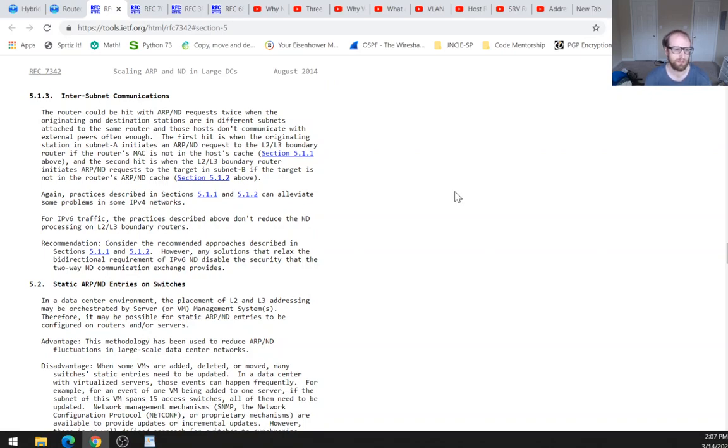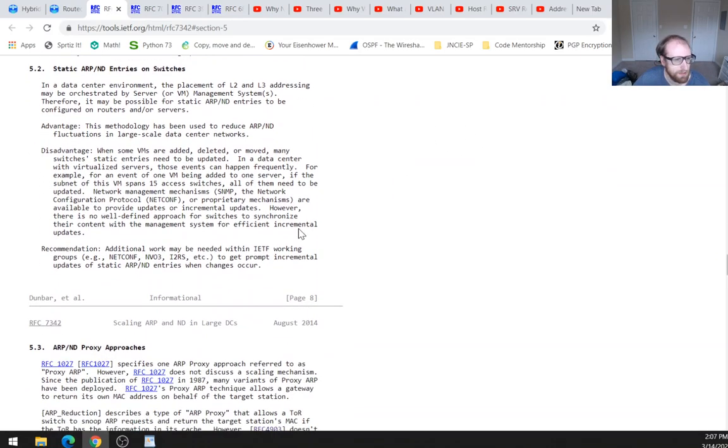Again, practices described in sections 5.1.1 and 5.1.2 can alleviate some problems in the IPv4 networks. For IPv6 traffic, the practices described above don't reduce the ND processing on L2/L3 boundary routers. Recommendation: consider the recommended approaches described in sections 5.1.1 and 5.1.2. However, any solutions that relax the bidirectional requirement of IPv6 ND disable the security that the two-way ND communication exchange provides.